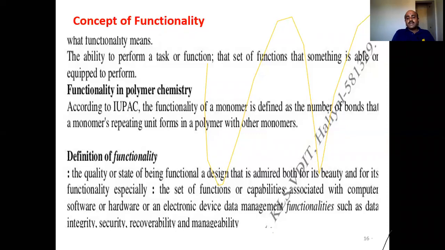So what does functionality mean? It is the number of bonds that a monomer repeating unit forms in a polymer with other monomers. This is what we generally call functionality. We are going to define functionality in polymers. And of course, other definitions you can also see here.